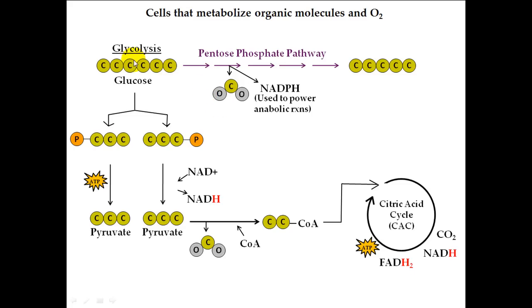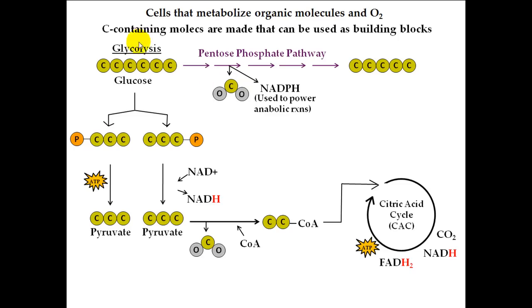It turns out that each one of these pathways, glycolysis, the citric acid cycle, and the pentose phosphate pathway, all produce intermediates that can be used to make other bigger things inside of a cell. So here's what we mean by that. If you consider just glycolysis, the idea here is that carbon-containing molecules are made that can be used as building blocks. All of these pathways make these carbon-containing molecules.